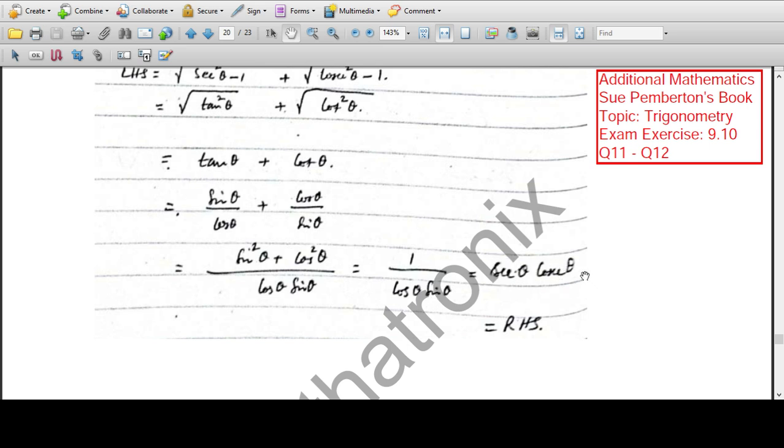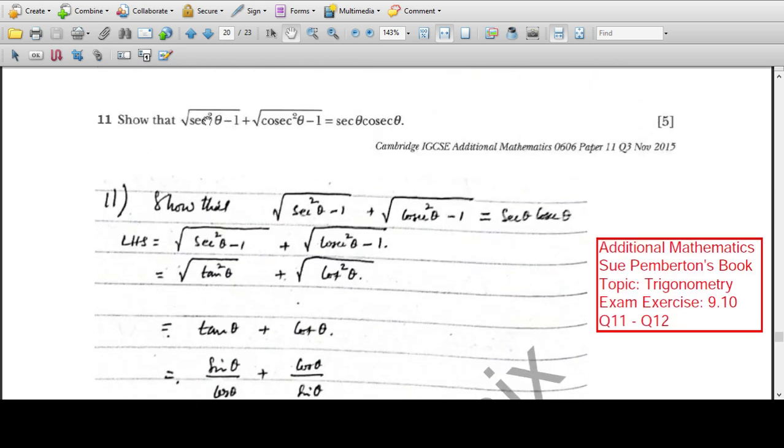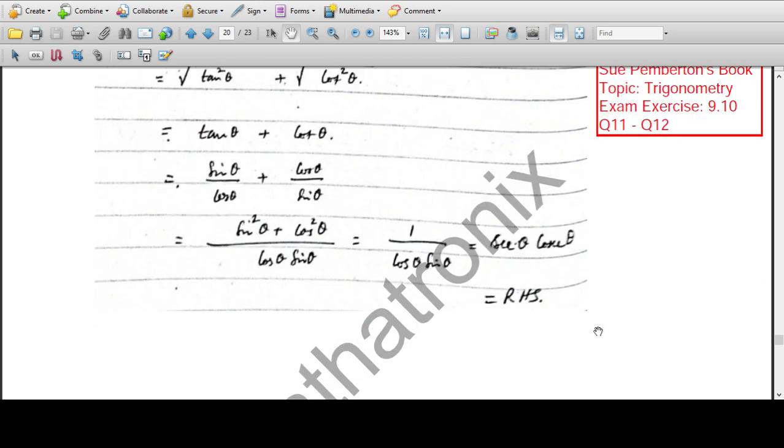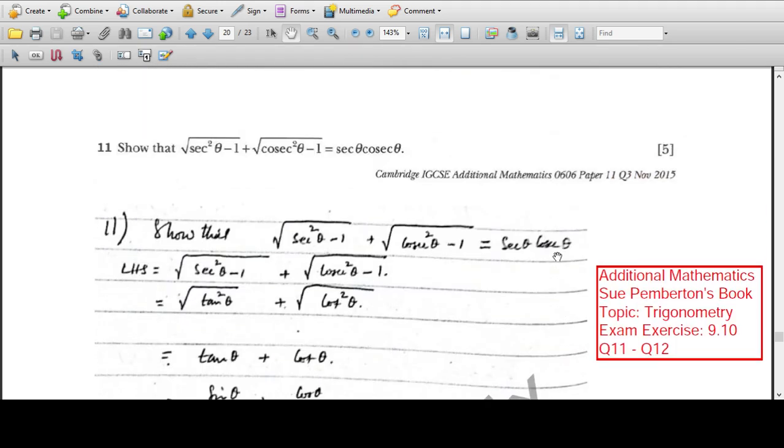So this is our right hand side. We have taken the left hand side and we have obtained the right hand side. So this is part 1, and we have solved it.